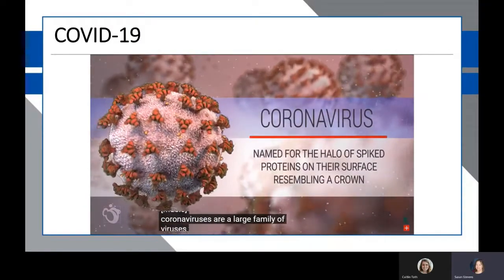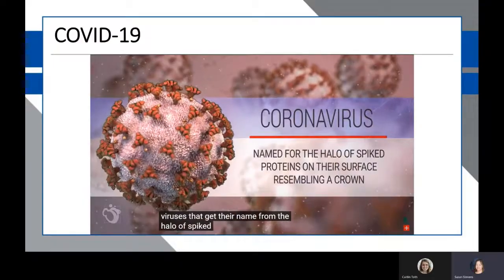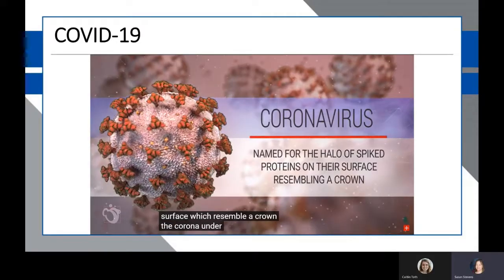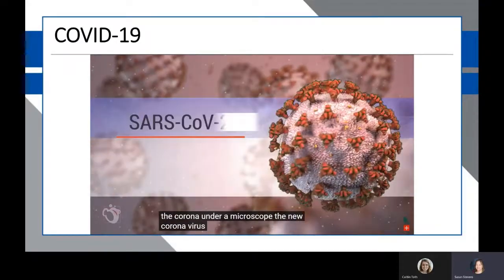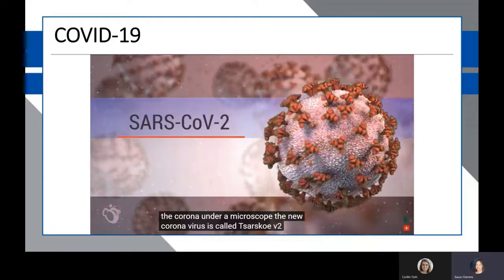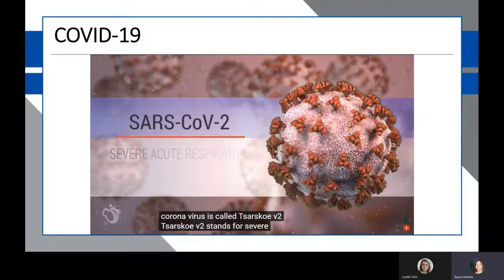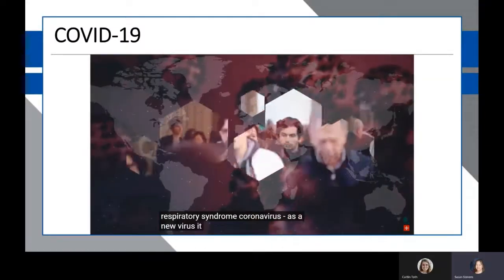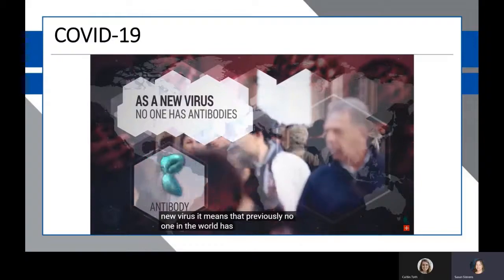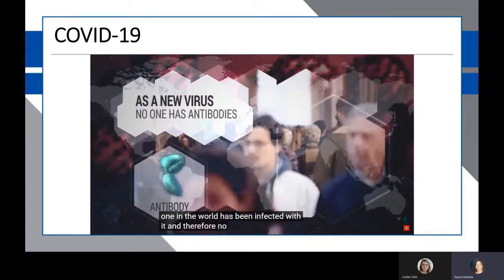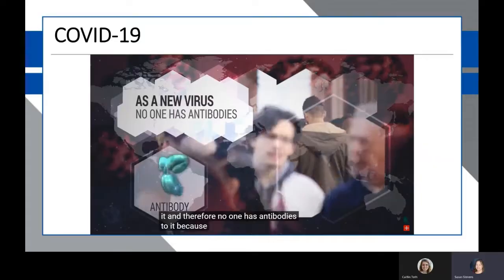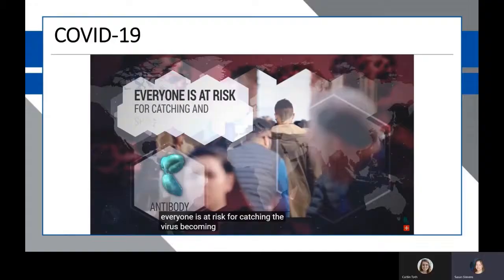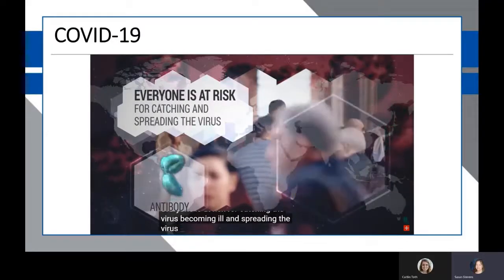Coronaviruses are a large family of viruses that get their name from the halo of spike proteins on their outer surface, which resemble a crown, the corona, under a microscope. The new coronavirus is called SARS-CoV-2. SARS-CoV-2 stands for Severe Acute Respiratory Syndrome Coronavirus 2. As a new virus, it means that previously no one in the world has been infected with it, and therefore, no one has antibodies to it. Because no one has antibodies, everyone is at risk for catching the virus, becoming ill, and spreading the virus.